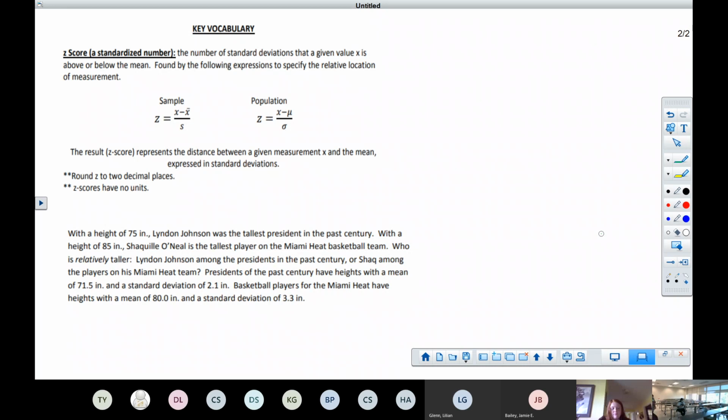And write this down. Z-scores are used to compare apples and oranges. That's what you're doing. You're comparing apples to oranges. You're comparing two different type samples to each other.